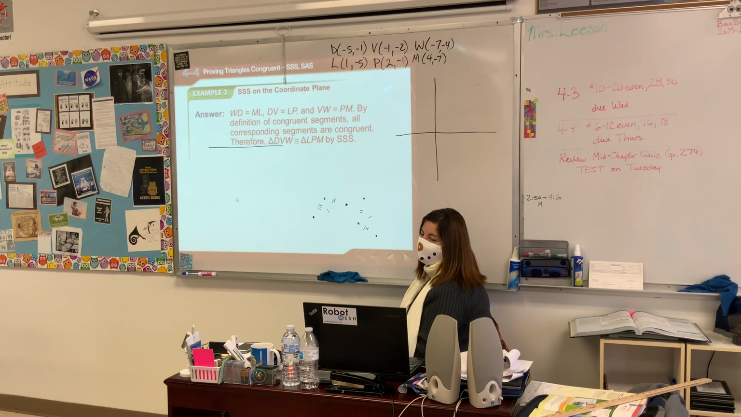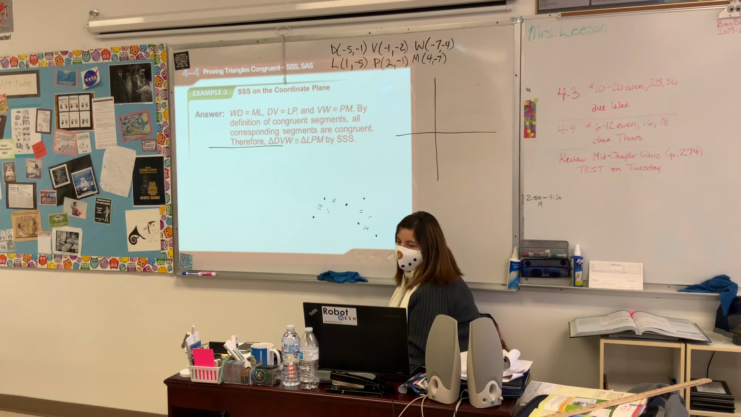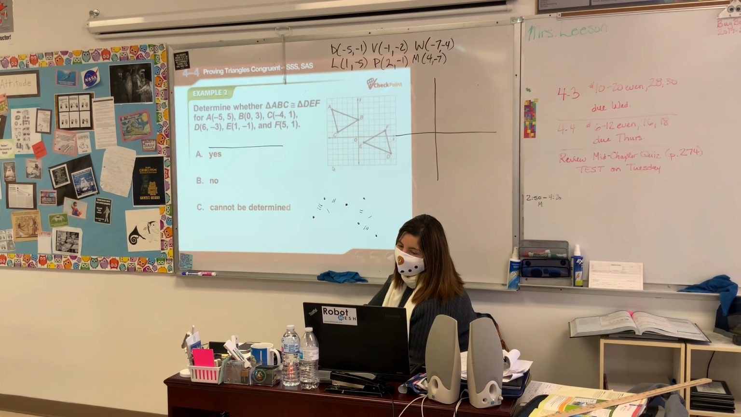So because they could prove using the distance formula, or we tried to using checking our rises and runs, we know that all of these are equal, so they're congruent. And because all three sides have these corresponding and congruent sides, the triangles themselves are congruent by this side, side, side. Okay?